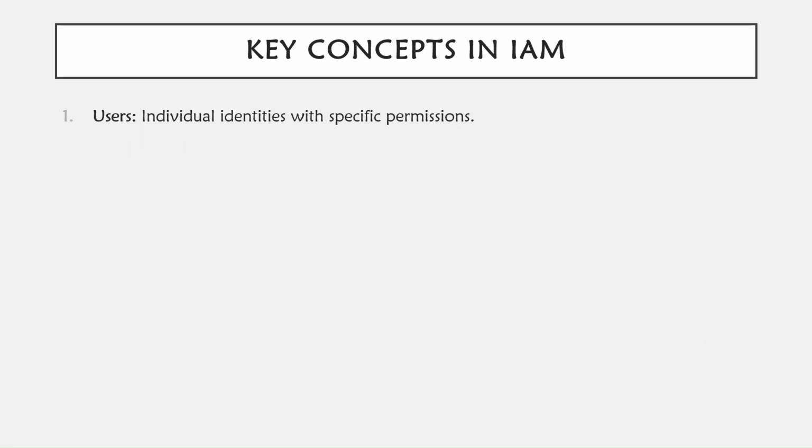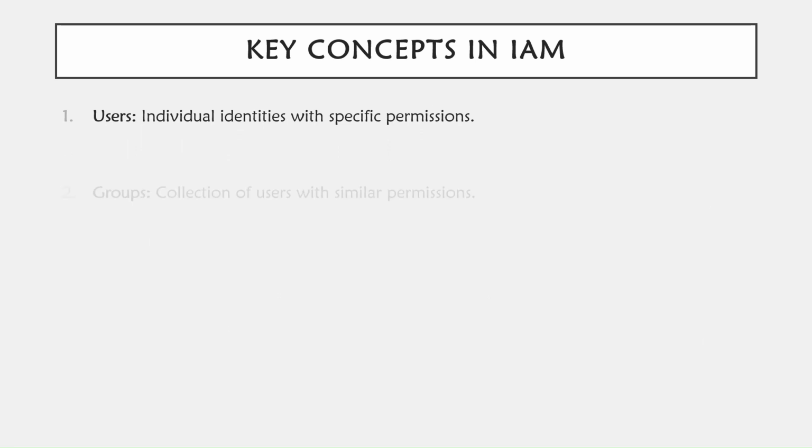Users are assigned specific permissions to perform actions within the AWS environment. Each user has a unique username and credentials: passwords, access keys, and so on. In the use case of a user, you would create a user for each person or application that needs to interact with the AWS resources. Don't worry about this; I'll show you when we do the practical session.